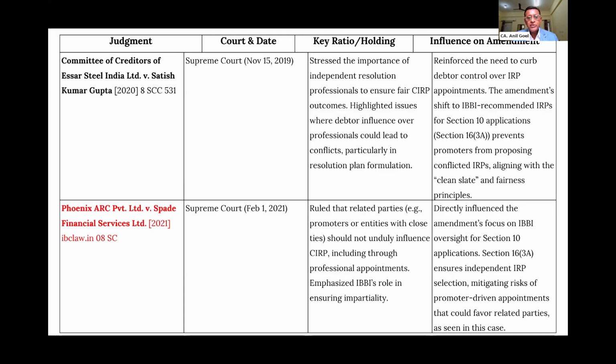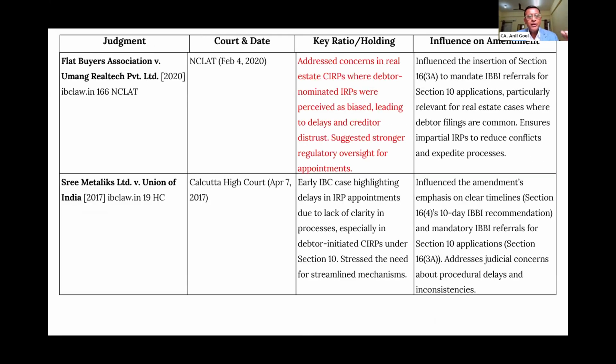So this was the judgment of 2021, and also in Flat Buyers Association versus Umang Realtors, the NCLAT held in 2020, addressing the concerns in real estate CIRP where the debtor-nominated RPs were perceived as biased, leading to delay and creditor distrust, and suggested stronger regulatory oversight for appointments.